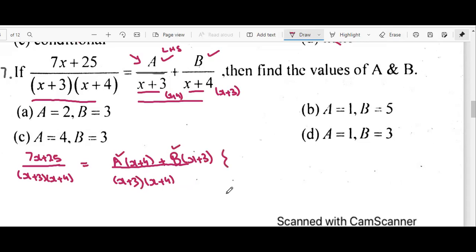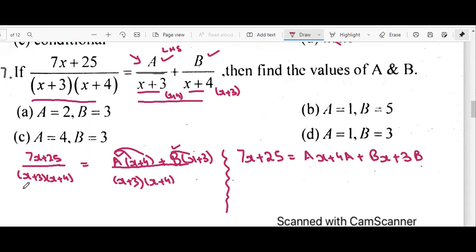Okay. Let's do a further step. We have 7x plus 25 equals a into x plus 4, right? So this would be ax plus 4a, plus again b into x plus 3 would give us bx plus 3b. Now we can make comparison, okay? Our denominators are same, so we can ignore them. We just have to make comparisons of numerators. So finally, we have the expanded version of right hand side. And now we have to find the values of a and b.